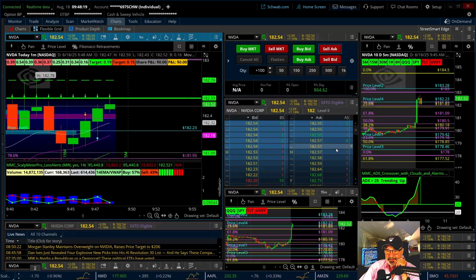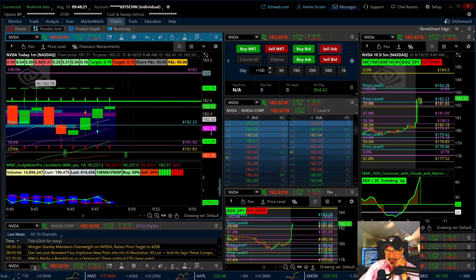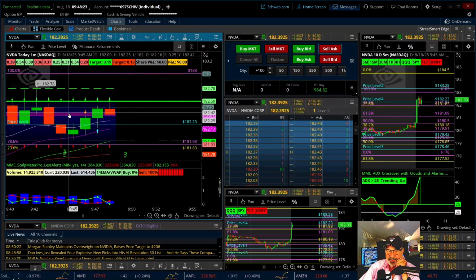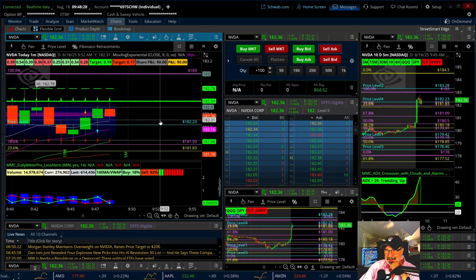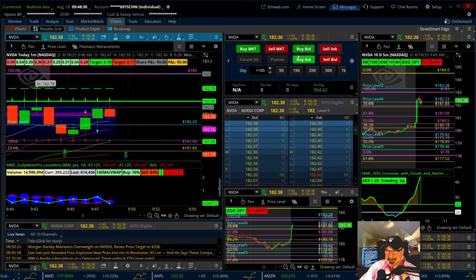So 82.60 is the ATR level. Oh, here comes the magnet. It's going to pull it up. Boom. You see how fast that disappeared? People were taking profits really quick there.